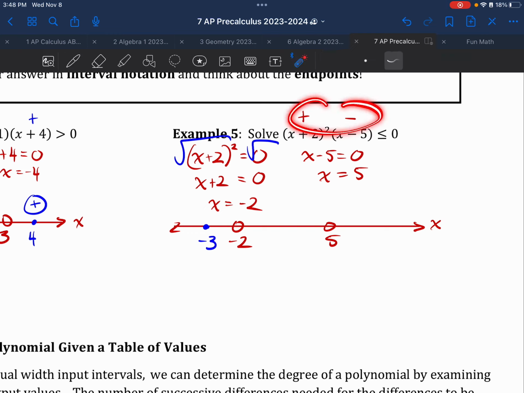A positive times a negative is a negative. Okay, let's do a new test point. Let's choose 0, in between -2 and 5. It doesn't matter. Any point will do. When I plug in 0, this is always positive. I can kind of ignore that one.